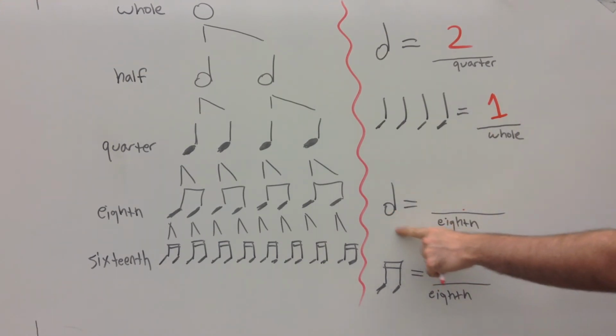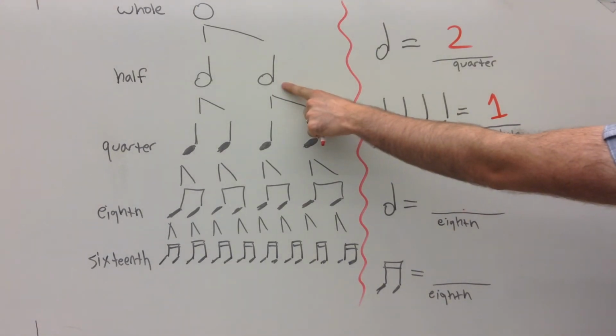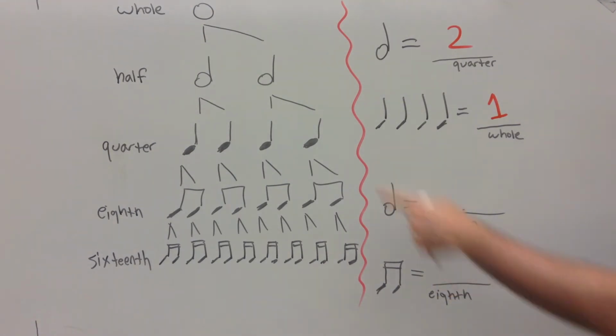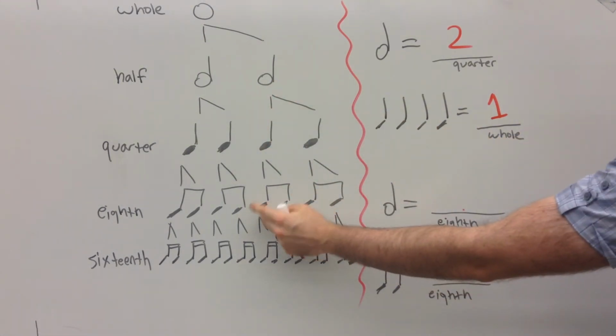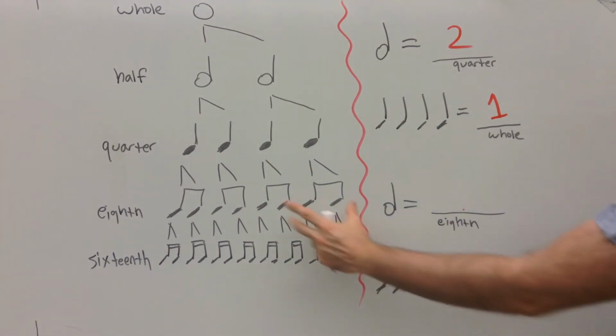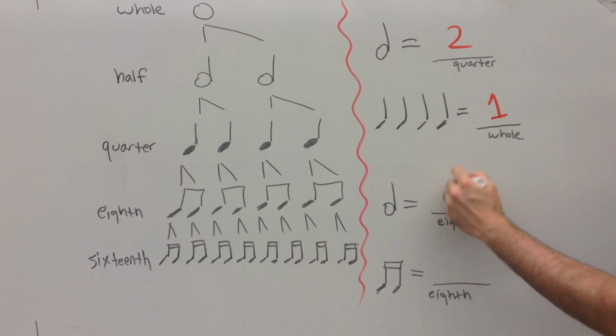Next one, half note equals how many eighth notes? Okay, so we got a half note here. We're looking to see how many eighth notes fit within a half note. So there's 2 quarter notes in a half note. And then there's 2 eighth notes for every quarter note. So that means that there's 4 eighth notes equals 1 half note. So we're going to put a 4 there.